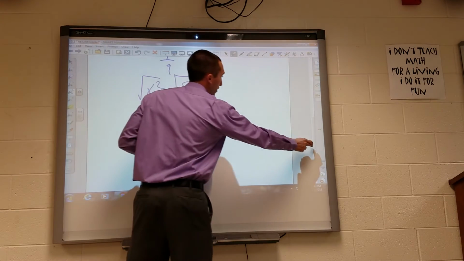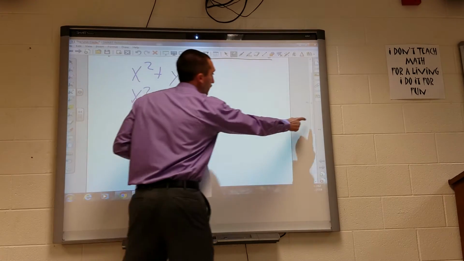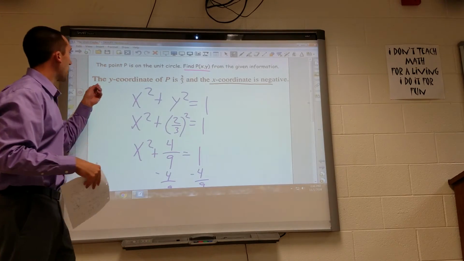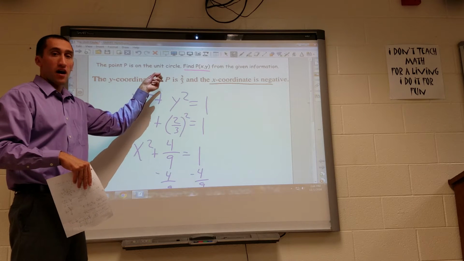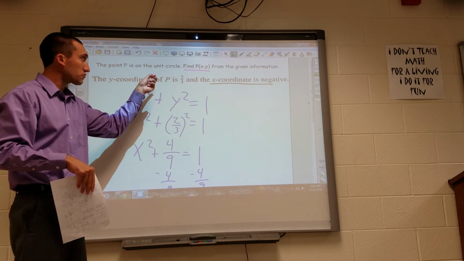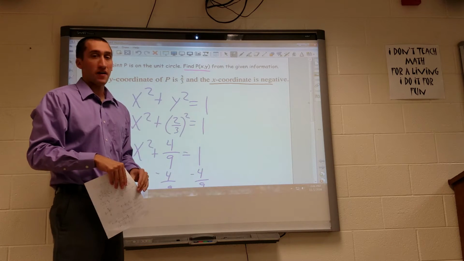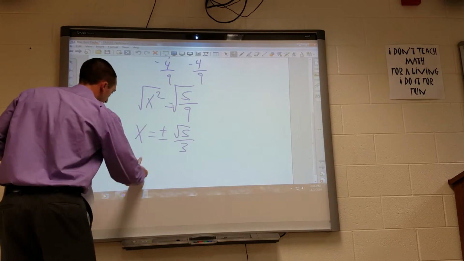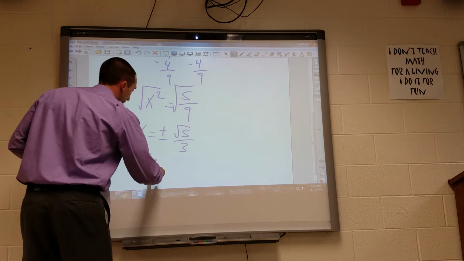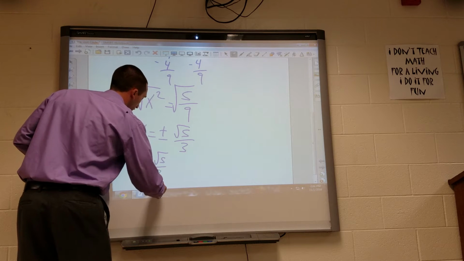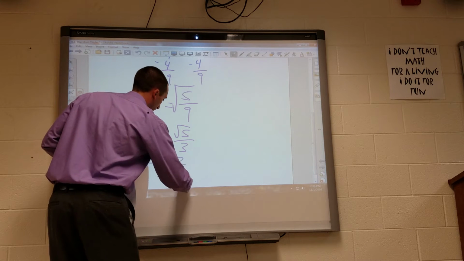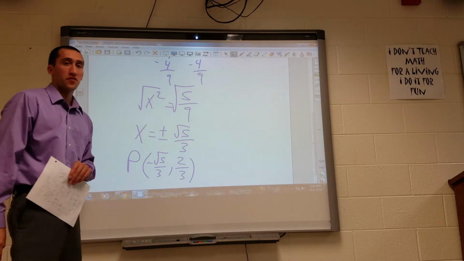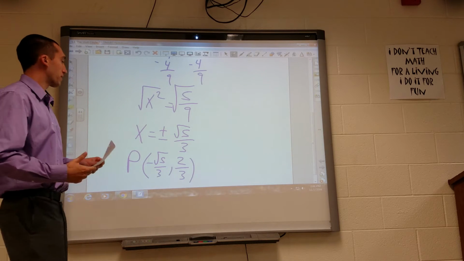But then our answer is not x equals plus or minus, because they're telling us our point P has a negative x coordinate. So that must mean our point P is negative radical 5/3 and positive 2/3 for y. So that's our point P.